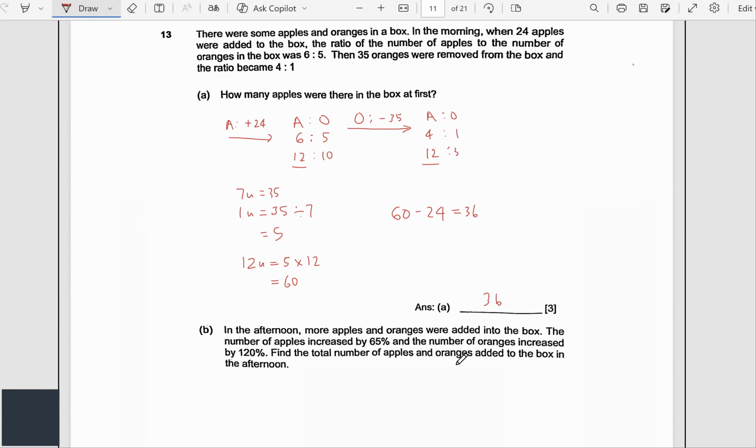Okay, then in the afternoon, more apples and oranges were added. And the apples increased by 65%, and the number of oranges increased by 120%. Find the total number of apples and oranges added in the afternoon.